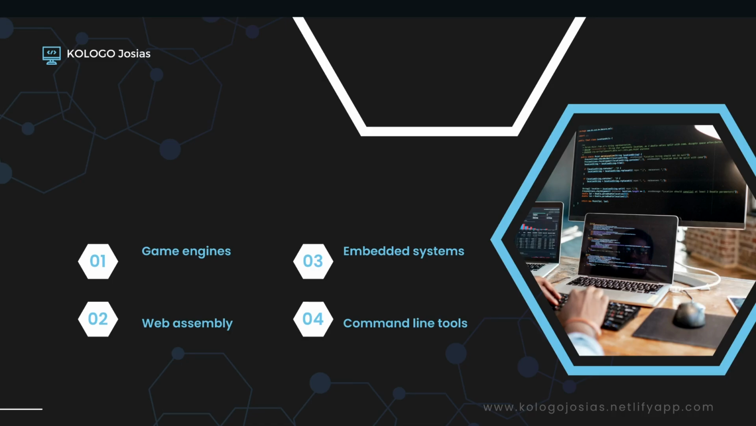And unlike some other languages like C++ or C, Rust helps you avoid common bugs like null pointer dereferencing and data races. Simply put, it's both fast and reliable.